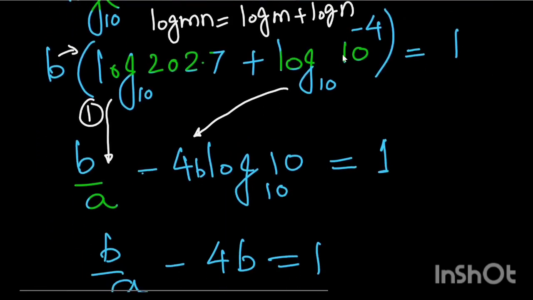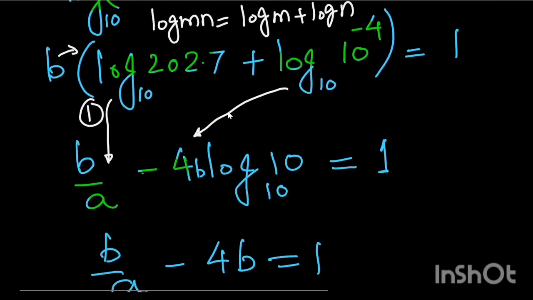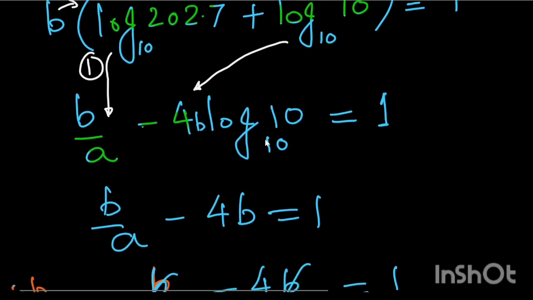Now again this minus 4 will come down like this, again using log m to the power n is n log m. Okay, so this is the next step, guys. Now what we will do, this is log 10 base 10, this is 1, so we are left with minus 4b here. This is as it is, 1 is also as it is.